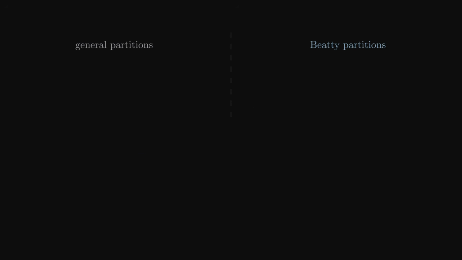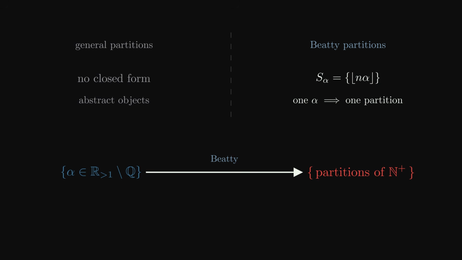That space is also uncountable. But most partitions in it have no closed-form description. They are abstract objects. The Beatty partitions are different. Each one has a simple closed-form description in terms of a single irrational number. You could imagine a function from irrationals bigger than 1 to partitions of the positive integers into two sequences. The function is injective. Different irrationals produce different partitions.